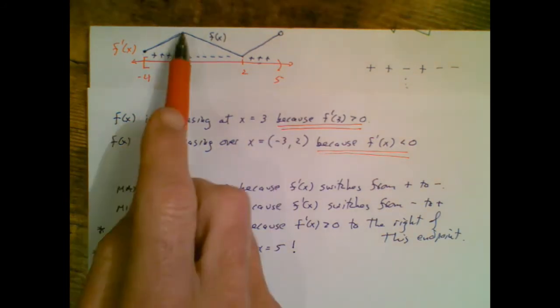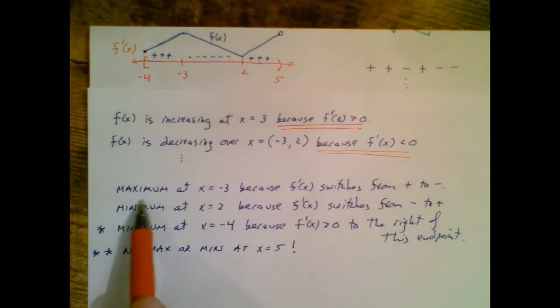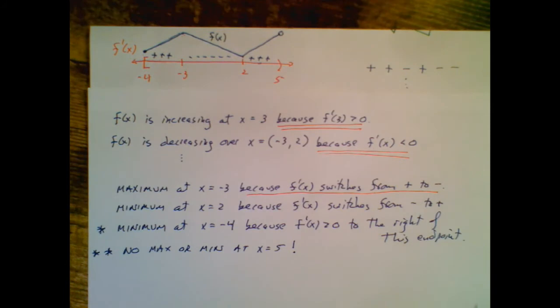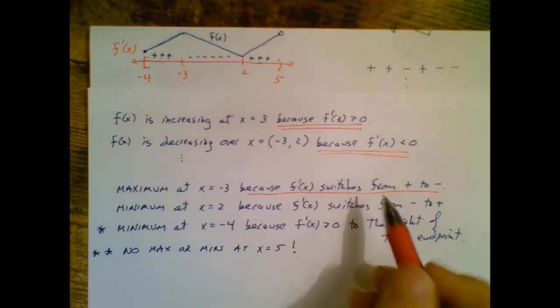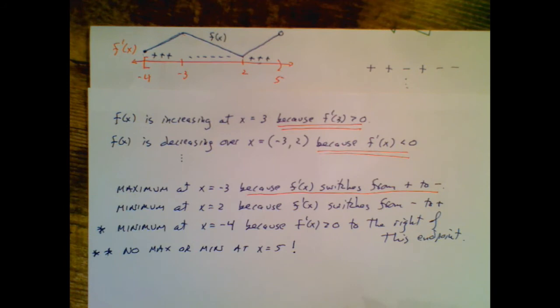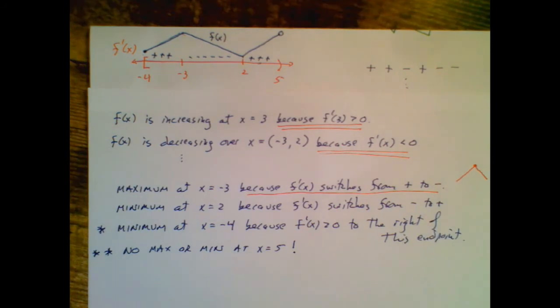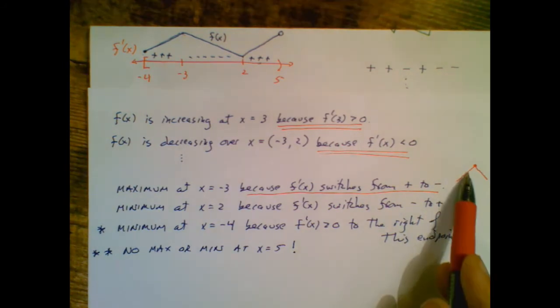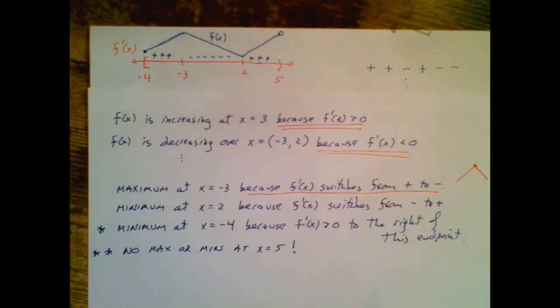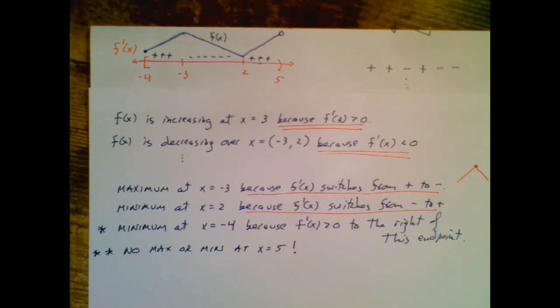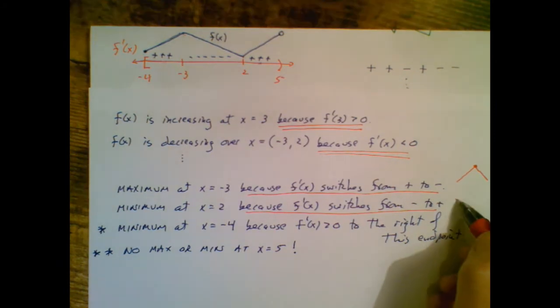So here we see there's a maximum. Here's their justification, because the first derivative switches from plus to minus. That's fancy talk for saying my function's going uphill, and then it's going downhill. You can't help but have a maximum if you go from positive slope to negative slope. If I go from negative slope to positive slope, I've got a minimum. Negative slope to positive slope, minimum.